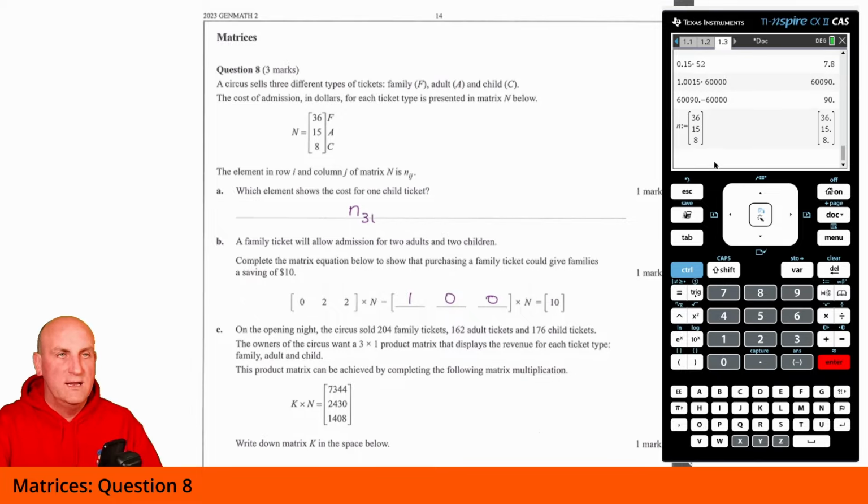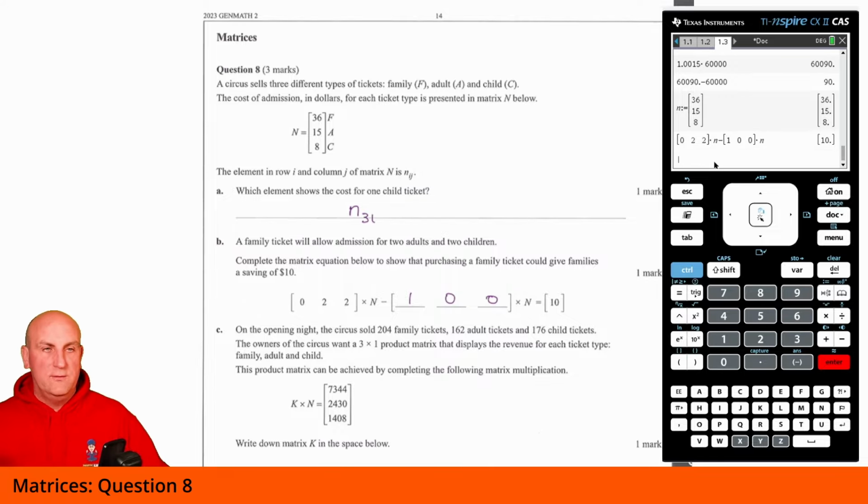Now, I'm going to put it in there because the chances are we're going to need it. So now I'm going to do Shift, Enter, and Shift, Enter to save me doing all of that. So I've got 0, 2, 2 times N, and I'm going to take away from that another set of square brackets, 1, 0, 0. And we're going to times that by N, and hopefully it gives me 10, and there we go. So I'm just checking it because I was like, oh, clever question.